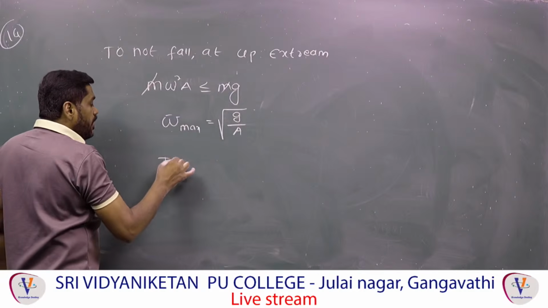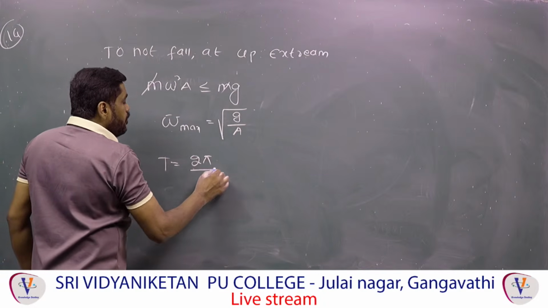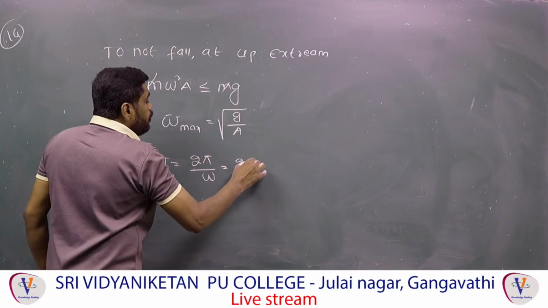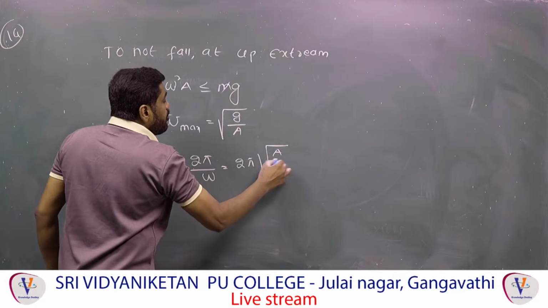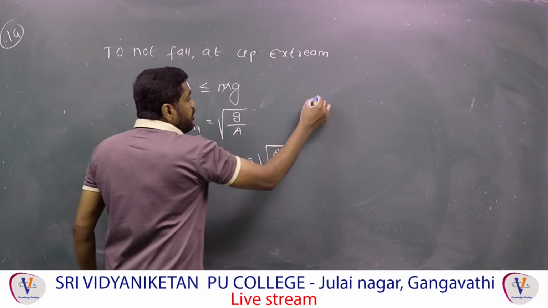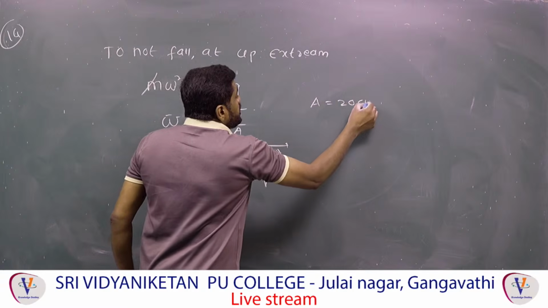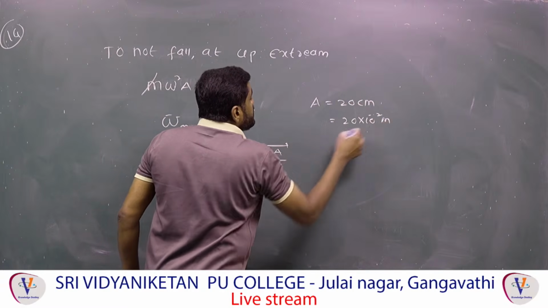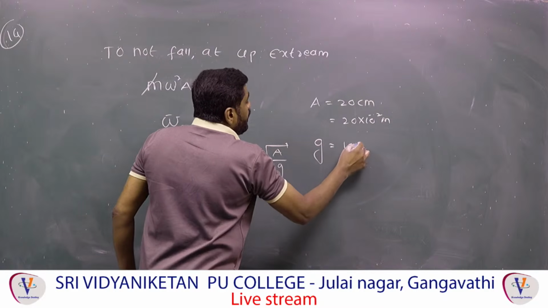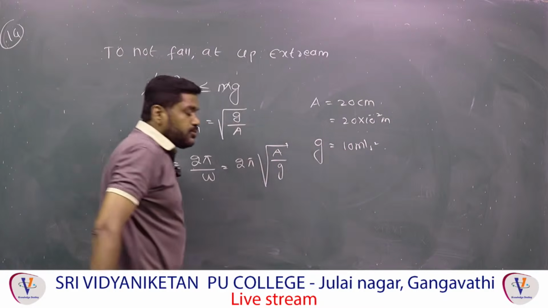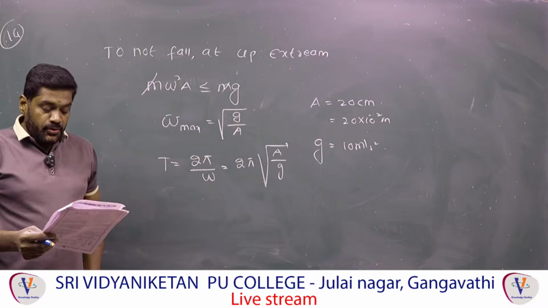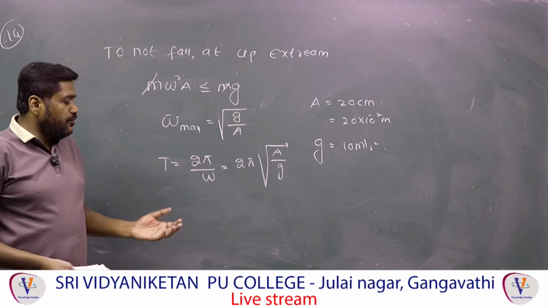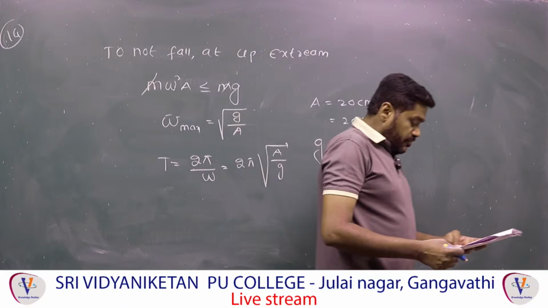What is the time period formula? T is equal to 2 pi by omega, that is equal to 2 pi by root of A by g. And the value of A given is 20 centimeter, that is 20 into 10 power minus 2 meter, and g is equal to 10 meter per second square. Substitute all values in this expression, we can get the answer. Right? Now let us go for the 15th question.